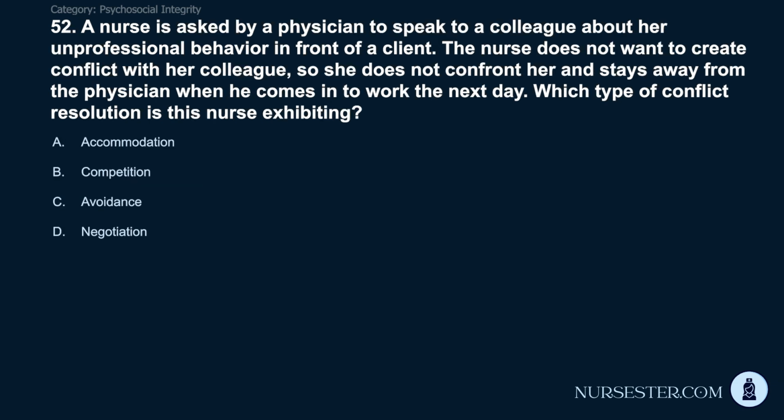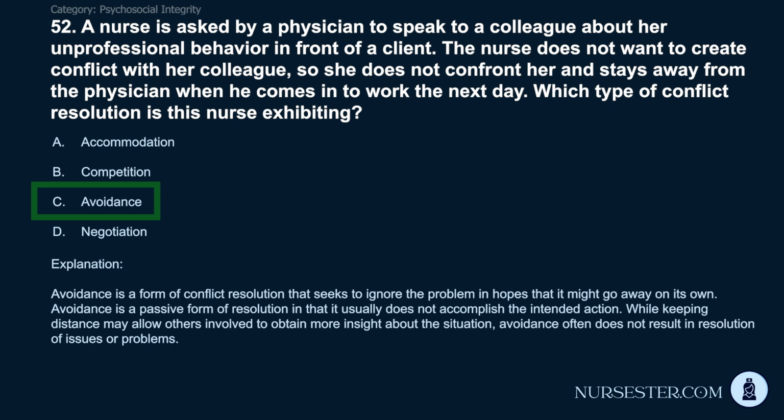52. A nurse is asked by a physician to speak to a colleague about her unprofessional behavior in front of a client. The nurse does not want to create conflict with her colleague, so she does not confront her and stays away from the physician when he comes in to work the next day. Which type of conflict resolution is this nurse exhibiting? A. Accommodation. B. Competition. C. Avoidance. D. Negotiation. Correct answer: C.